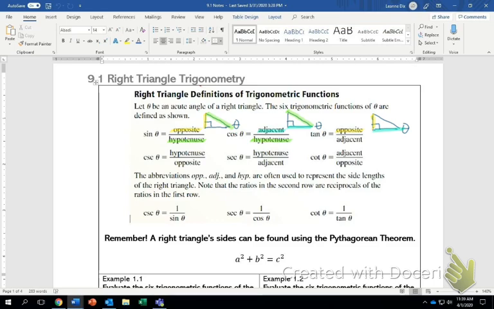I just went ahead and highlighted all that just so you could clearly see our cosecant, secant, and cotangent. That is good to know because these are just the reciprocals. Let me make it a little bit bigger. All right, these are our reciprocals. So it's the same connections.